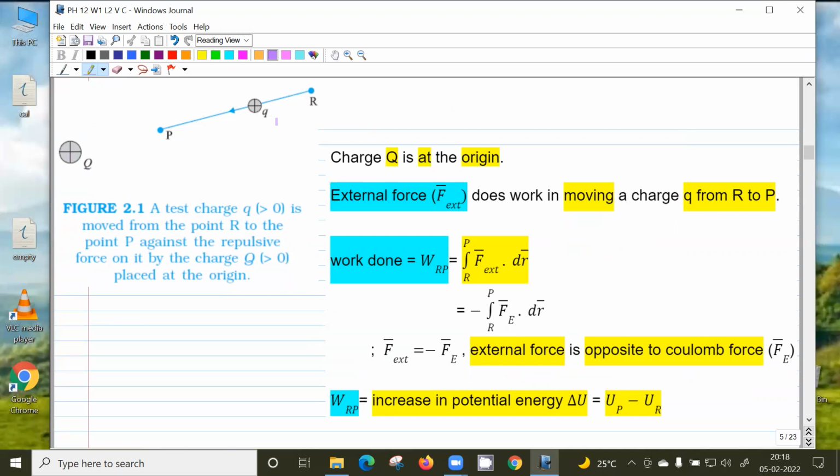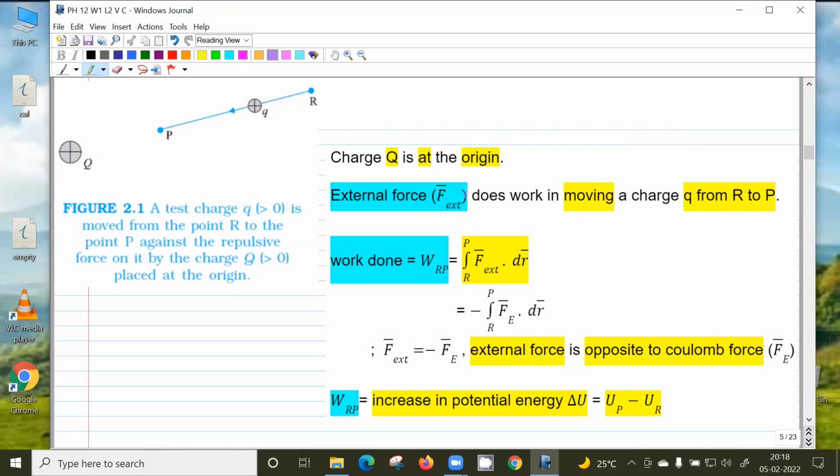do you have to do work on this charge, or will it move on its own? We have to do work. The assumption you are making is that both are like charges. Q is positive and this q is also positive, as mentioned here, written on that charge. Both are positive, so I have to do the work. If it is a negative charge, I don't have to do the work.